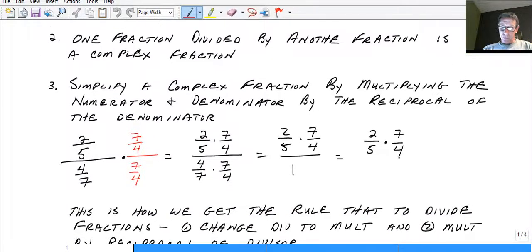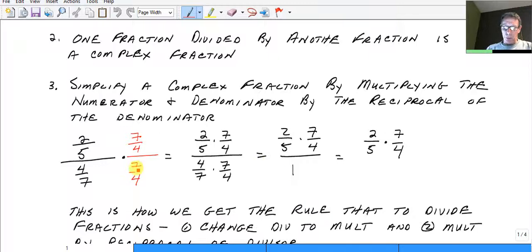Now, if we have a complex fraction like we do here, 2/5 divided by 4/7, the technique that we want to use is to multiply the numerator and the denominator by the reciprocal of the denominator. Here we have 4/7 as a denominator, so I'm going to multiply the denominator by 7/4. You can see that 4 times 7 over 7 times 4 is 28 over 28. That's just 1. So my denominator becomes 1, and so I can ignore it.